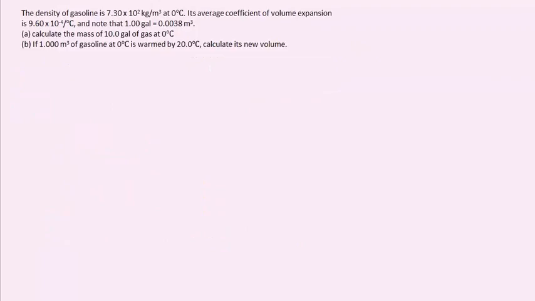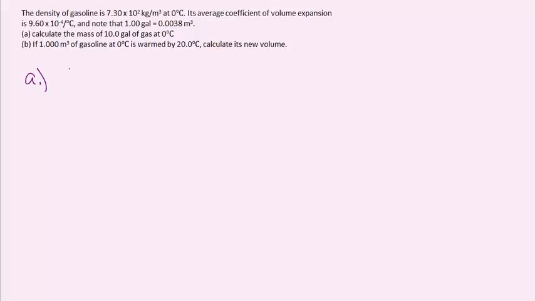In our second example, it states that the density of gasoline is 7.3 times 10 to the second kilograms per meter cubed at a temperature of 0 degrees Celsius. Its average coefficient of volume expansion is equal to 9.6 times 10 to the negative 4th per degree Celsius, and we're given that 1 gallon is equivalent to 0.0038 meters cubed. And in part A, we're asked to calculate the mass of 10 gallons of gasoline at a temperature of 0 degrees Celsius.